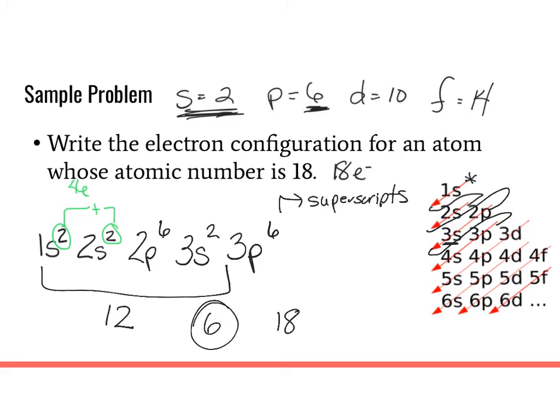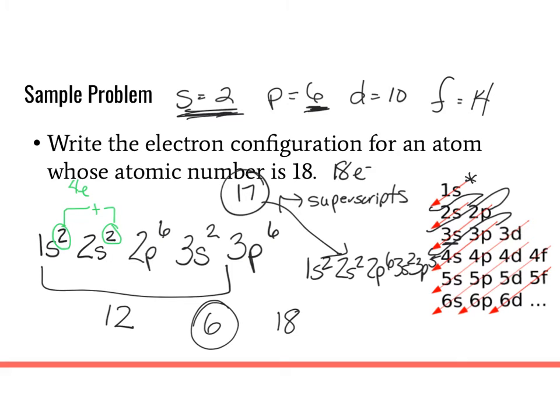So just keep following that road on down until you have enough. If I would have said that I wanted 17 instead, I would have gone 1s2, 2s2, 2p6, 3s2, and then I could have gone 3p5. Okay, so that would be how you would do that.